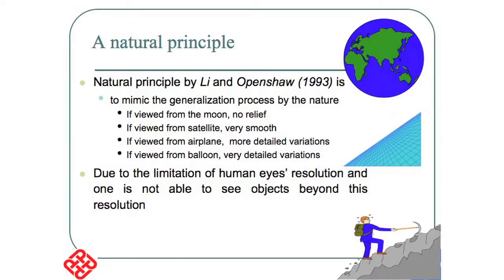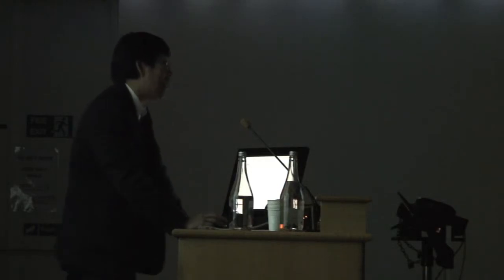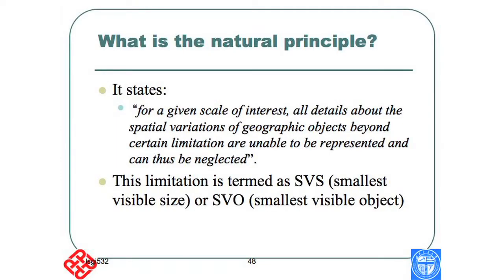The natural principle actually says that if you are closer to an object, you see more detail. If you are far away from the object, you will see less detail. So in reality, we have the human eye resolution, and within this resolution, everything disappears. So if you ignore all the spatial variation within the small unit, let's say this is the smallest visible size or smallest visible object, then we can achieve generalization.